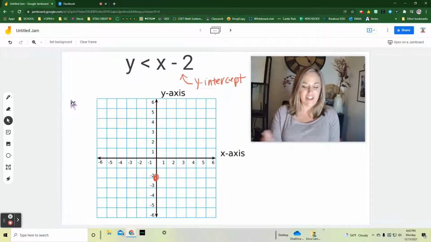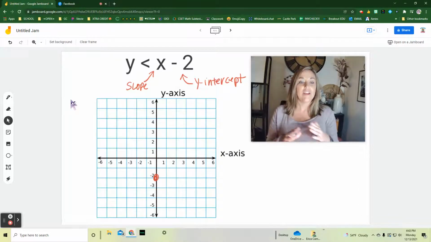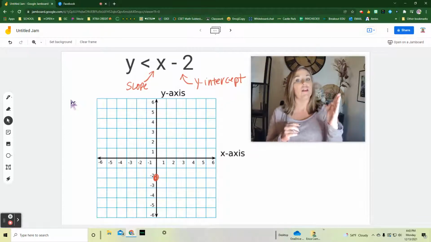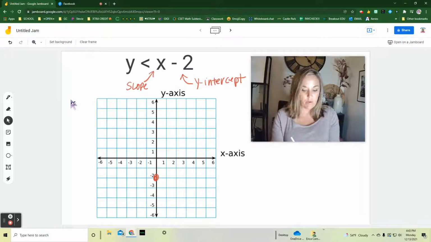Okay, and then the slope is the number, the coefficient in front of the x. Well, there's no number, so it's an invisible 1. So our slope is a positive 1. That means every time we rise 1, we will run 1. Up 1, right 1, up 1, right 1. And that will continue for the whole line. And then we can also go down 1, left 1.